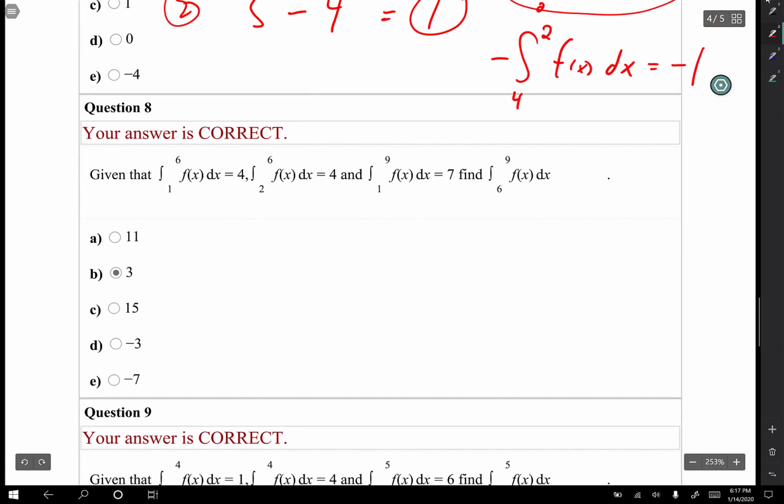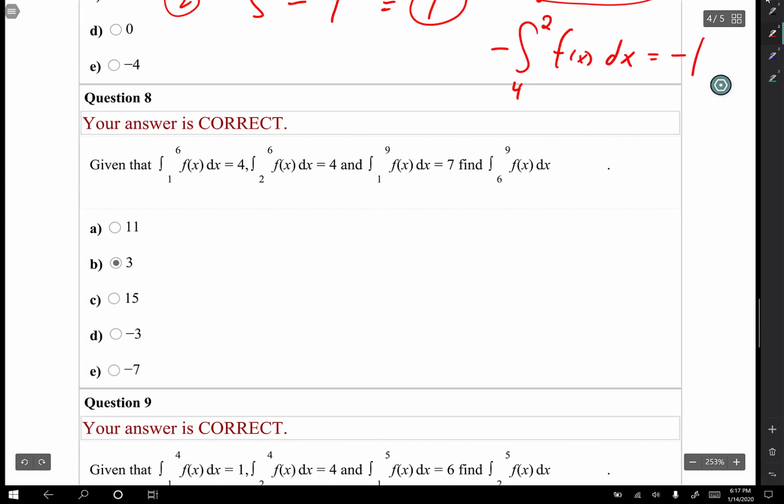All right, let's look at this one and see if we can game plan. I want the area from 6 to 9. So let's see. I guess I'm going to have to do 1 of 6, and then no.